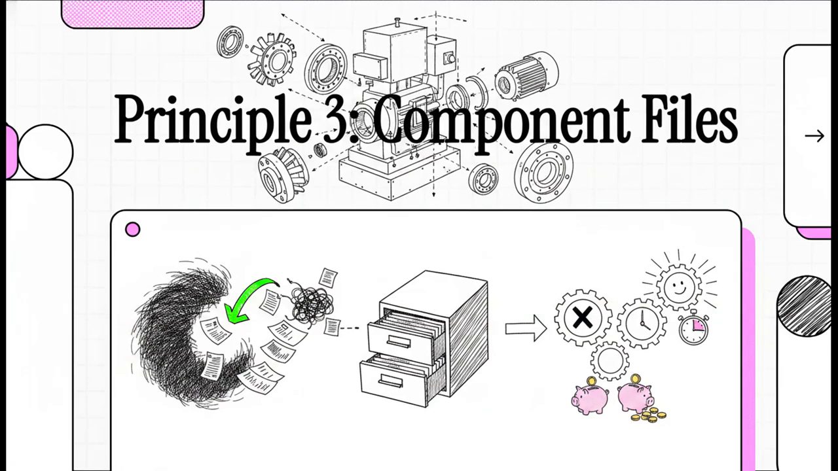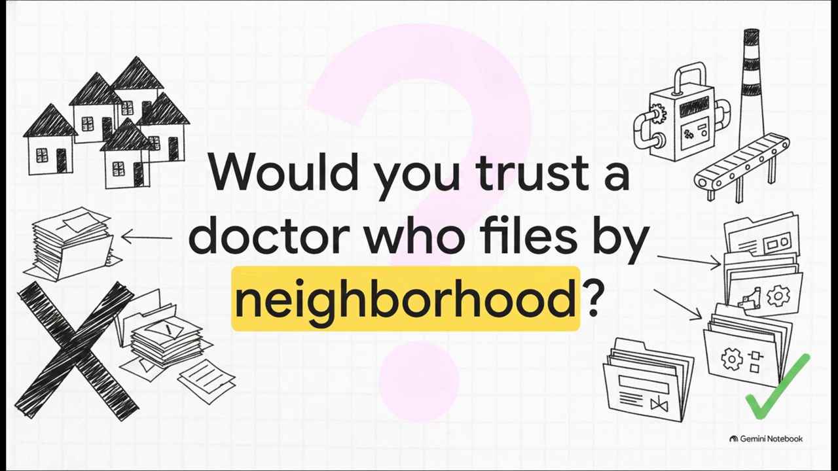Welcome to this explainer. Today, we're looking at Principle 3, component-level files, and the power of the minifile. We are going to unlock some massive plant efficiencies by completely rethinking how maintenance data is organized. Let's get right into it. Okay, let's dive into this.